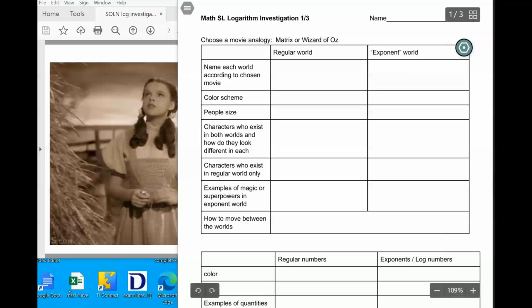So I'm going to name each world first of all. So the regular world in the Wizard of Oz is called Kansas, and the color scheme is black and white. And the people are regular size people. And you're like, what do you mean by regular size people? I mean, just like us. Okay, so, and then I'm going to change to the red pen to talk about the things related to the land of log.